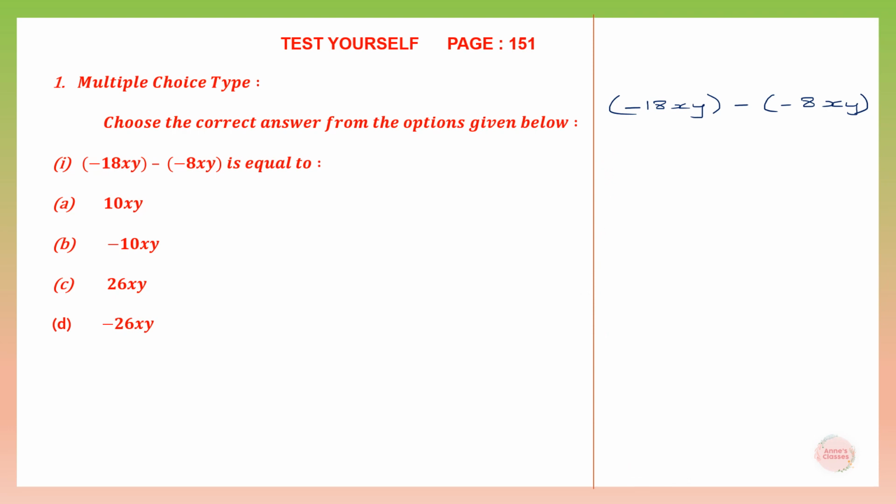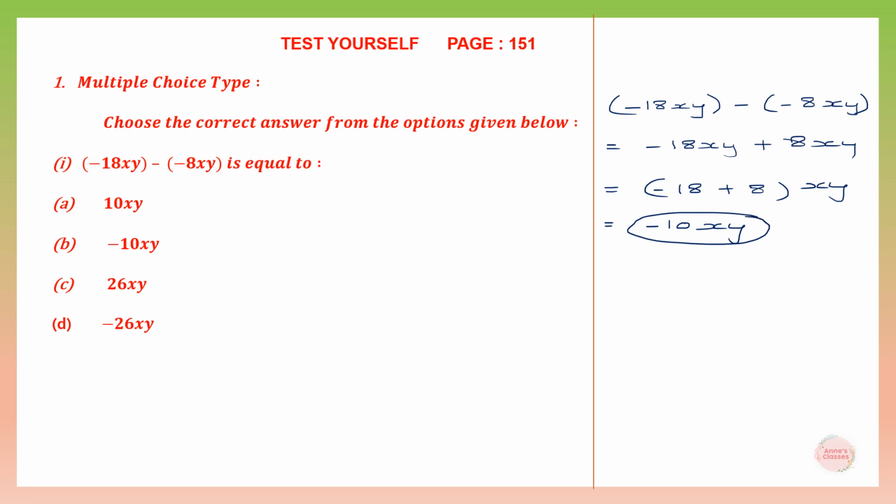So now this becomes minus 18xy, which remains the same. Minus into minus is plus 8xy. So this will be minus 18 plus 8xy. Only the numerals have been taken, so minus 18 plus 8. Signs are different. Put the sign of the bigger number and subtract: 18 minus 8 is 10. Minus 10xy is our answer. Which option is that? Let's look here and see. So here we have 10xy and here we have minus 10xy, and this is our answer. Option B is our answer.